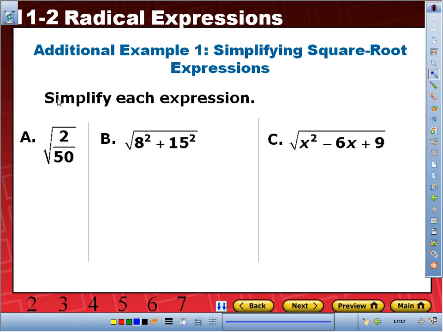Example 1, and just copy, simplify. A, square root of 1 over 25. B, square root of 8 squared plus 15 squared. And C, square root of x squared minus 6x plus 9.